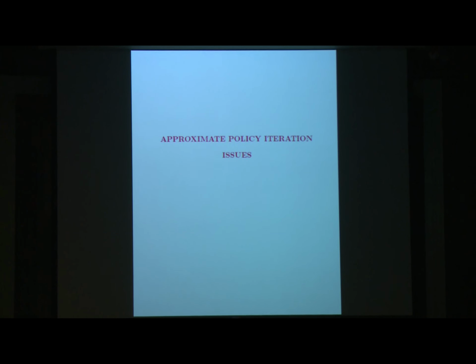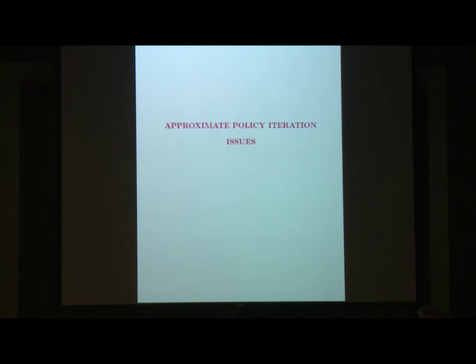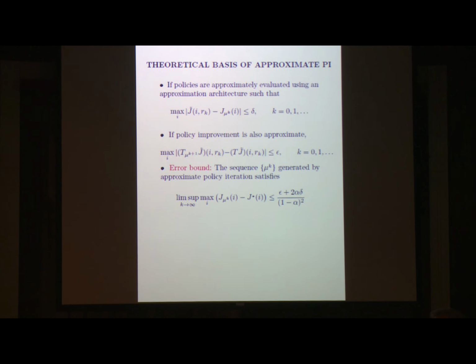Okay, so we covered issues of approximate policy evaluation. Now, policy iteration has two phases: policy evaluation and policy improvement. The policy evaluation questions actually are quite easy. It's the policy improvement questions that are harder, in fact.